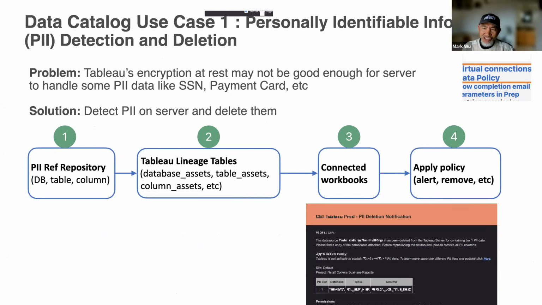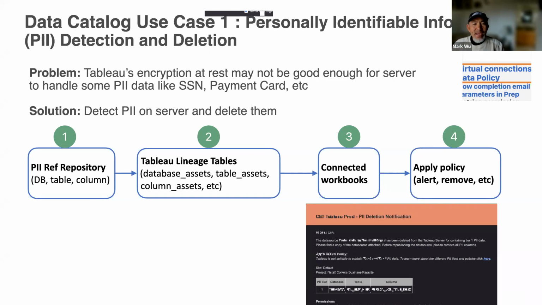PII detection and deletion. What is the use case, or what is the problem we're trying to solve here? Tableau has a beautiful encryption at rest feature. Encryption at rest means it's encrypted when sitting in a file store or sitting as a hyper data set. But it is not encrypted when it is loaded into memory, or when it is in transit, meaning transferred between networks. So Tableau's encryption feature is called encryption at rest.